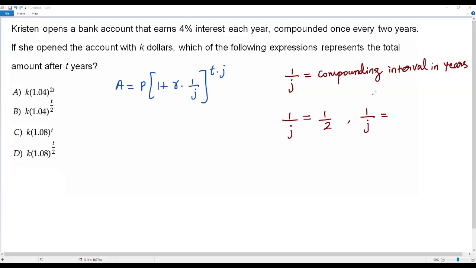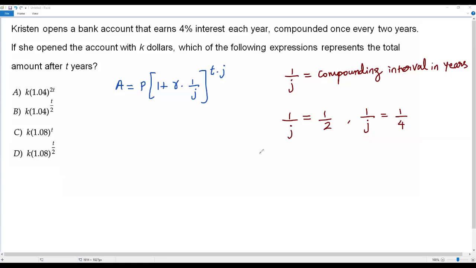In case the interest is compounded once every 3 months, what is the value of 1 over J? We have to convert 3 months to years, because 1 over J represents the compounding interval in years. So we divide 3 by the number of months in a year, that is 12. Then we get 1/4. That is, 1/4 of a year equals 3 months. So when interest is compounded every 3 months, the value of 1 over J is 1/4.